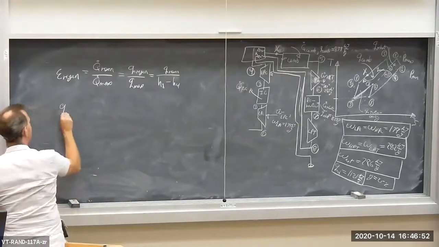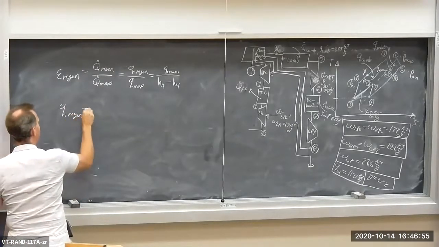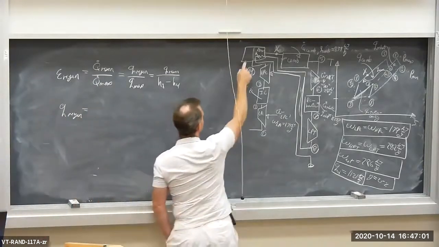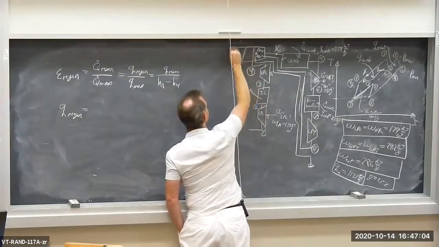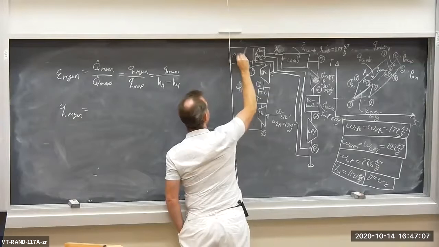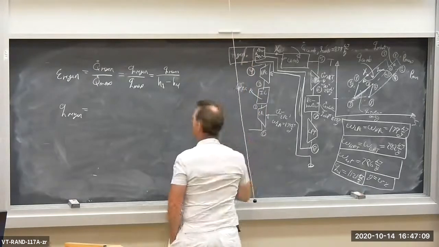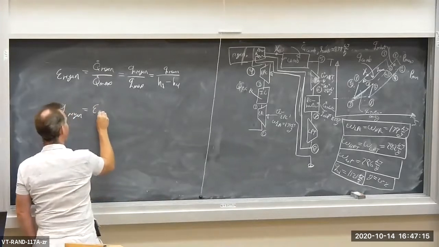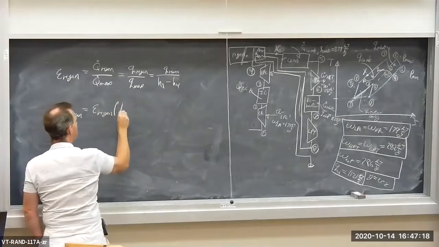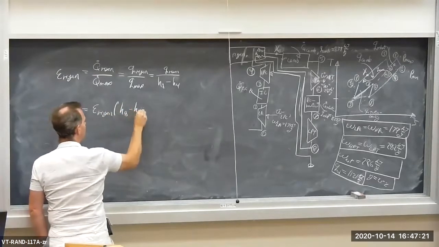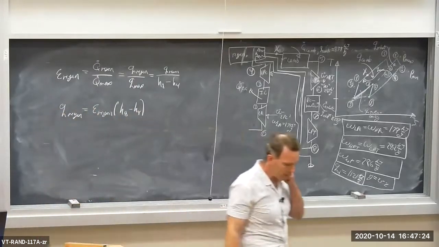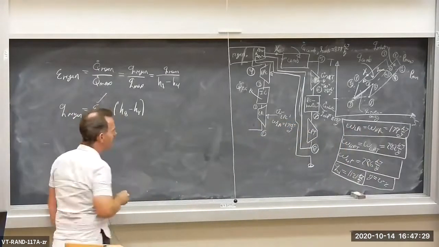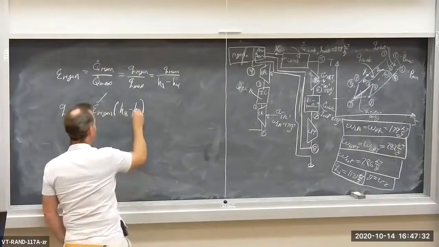So let me calculate Q regen. Let's calculate the heat transfer per unit mass in my regenerator. So here's my regenerator. Q regen equals the effectiveness of the regenerator times H8 minus H4. The effectiveness is 75%. Check, I got this. H4, I think I had that at some point.